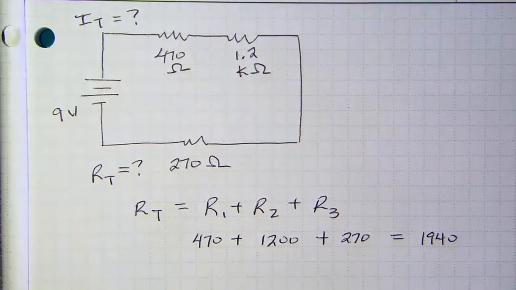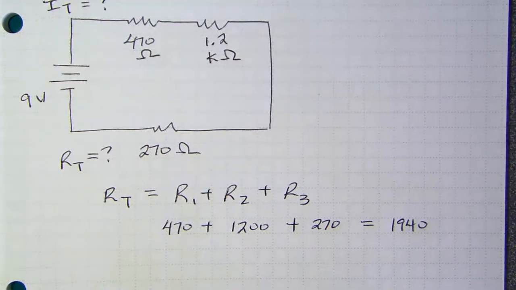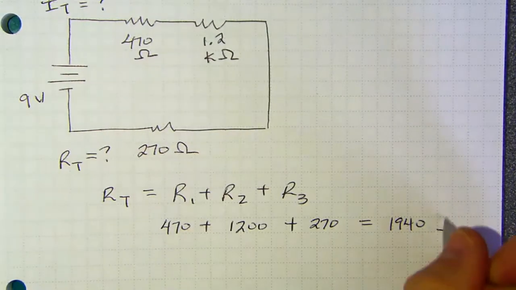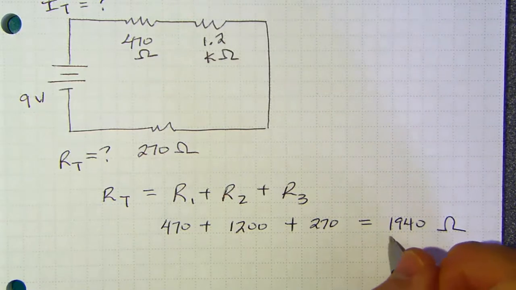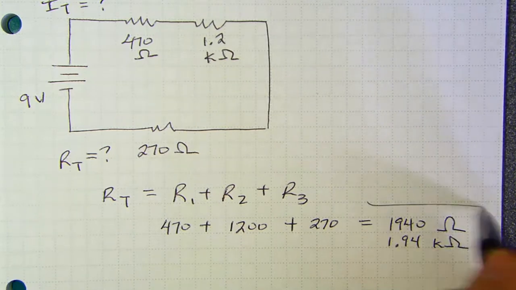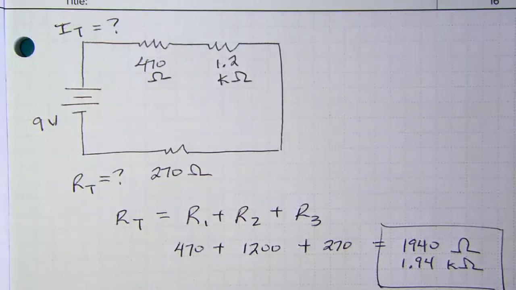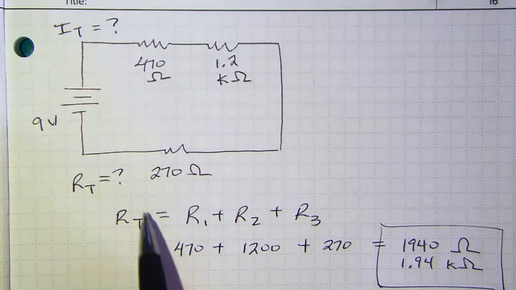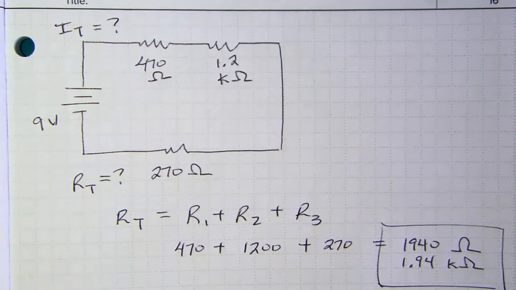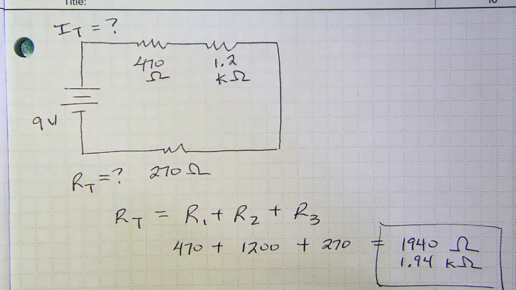So I'm going to put 1940. And then the unit of resistance, which we know from what we were given, is still going to be ohms. If you wanted to be fancy, you could say 1.94 kilo ohms, but I don't really care. They're both the same value. Now, that's not all the circuit. That's just one little piece of the circuit. We still need to find out what I sub t is, the current. Now, there's nothing else that we know here. However, we do know the total voltage, and we do know the total resistance that we just found.